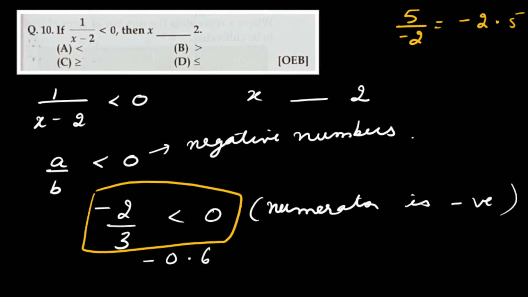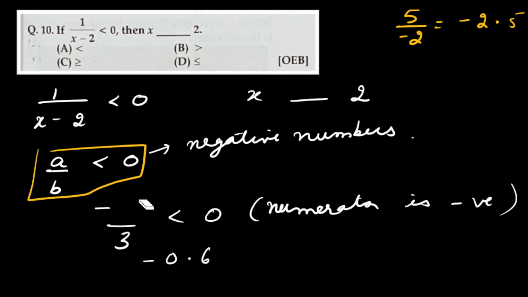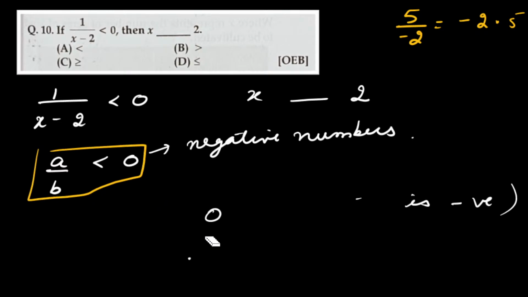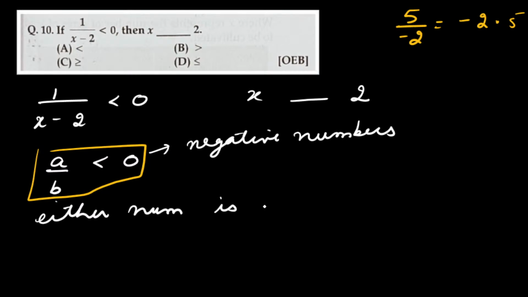So what I am trying to explain here: the fraction's answer will be negative if either, not both, either the numerator is negative or the denominator is negative. Negative means less than 0.